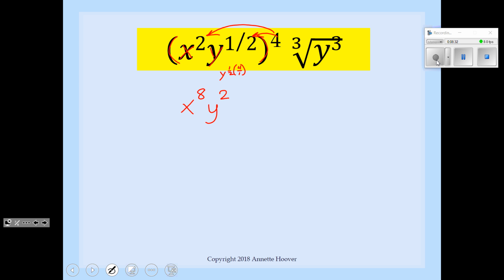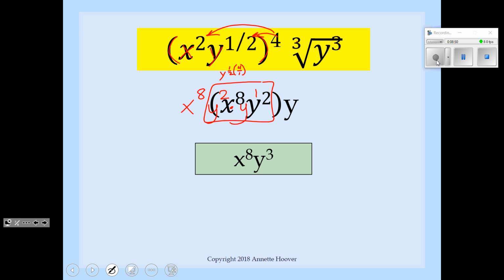And then we have the cubed root of y to the 3rd power. We just learned that when we have that, we just divide the exponents. So 3 divided by 3 is 1. So we have times y to the 1st power. Now we can multiply. So our final answer would be x squared y cubed.